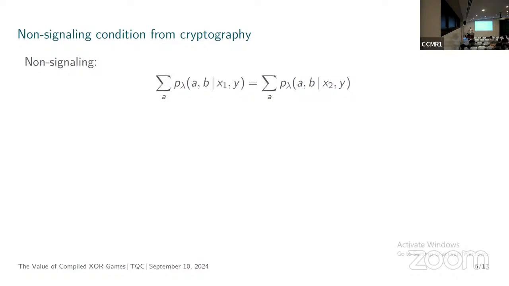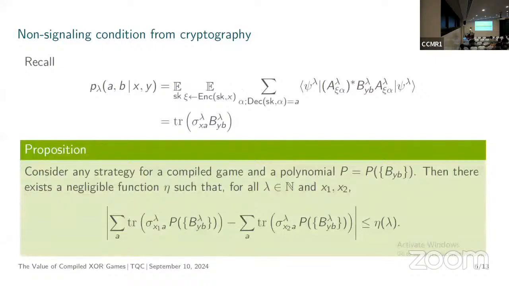So basically, if you look at this in the non-local setting, then this means that the answers shouldn't depend on the questions of Alice. So Bob answers B independent of what Alice got, which makes sense because you shouldn't know this. Okay, and now the first part is just rewriting the probability distribution for the compiled strategy in a more nice way with this trace and some normalized state and the Bob operators.